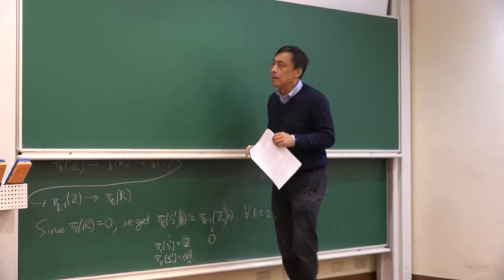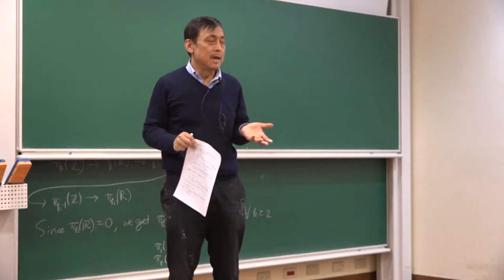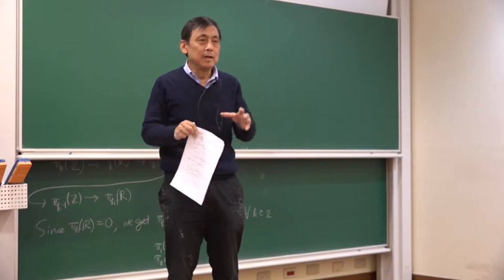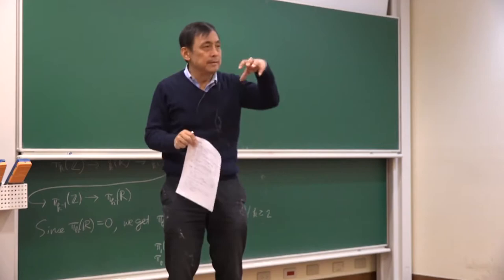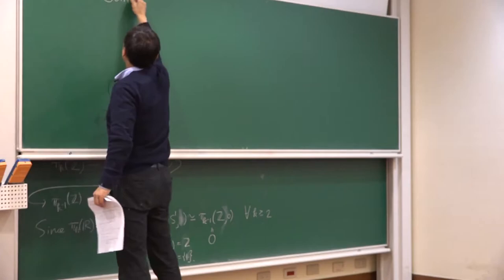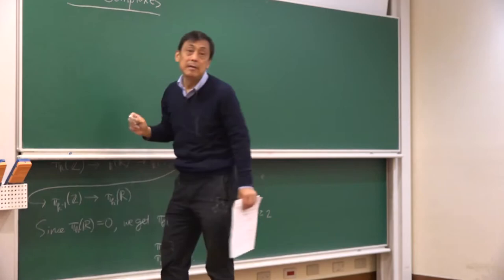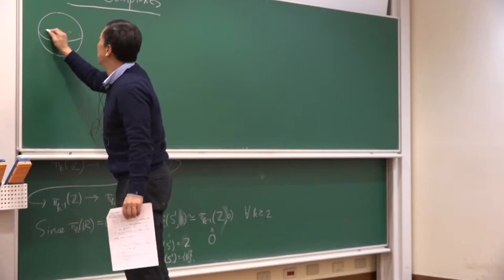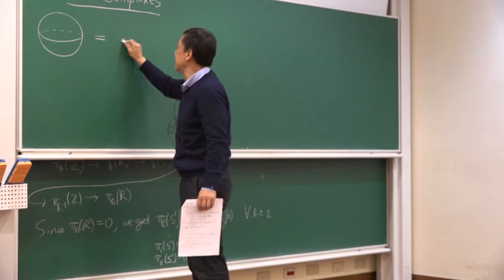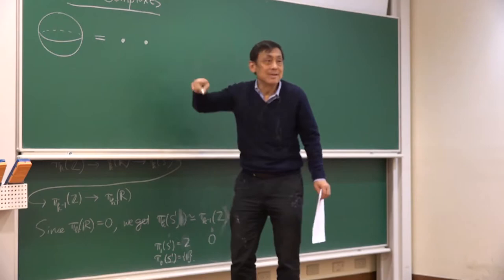So homotopy theory works best in the category of CW complexes. CW complexes are topological spaces obtained by attaching cells. So for example, the two sphere: you can get the two sphere starting with two points, and then you attach two one cells to it.